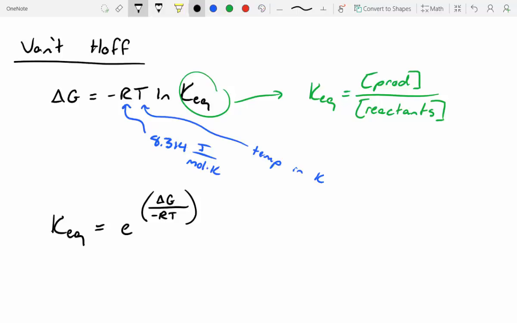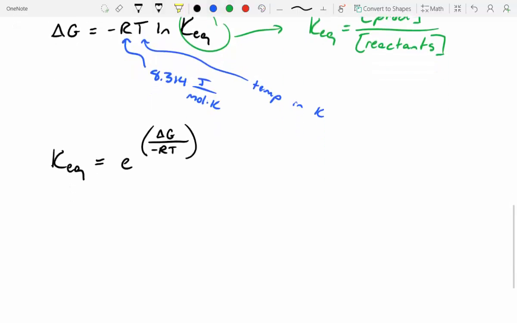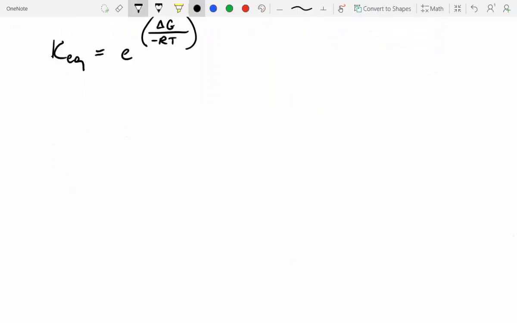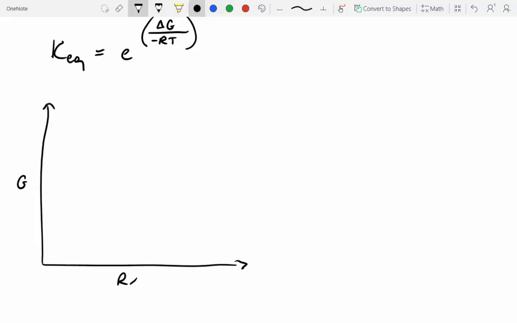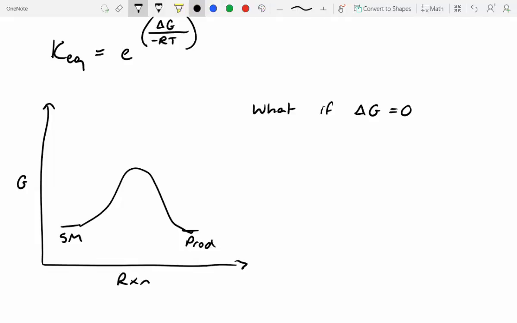All right, now we've got a thought experiment. Let's say we've got this reaction, where we've got our reaction coordinate, and I've got my starting materials here and my products over here. We've got some sort of energetic barrier. But in this case, delta G is 0. What is KEQ? Pretty easy, right? 1. All right, let's check this with math, though.